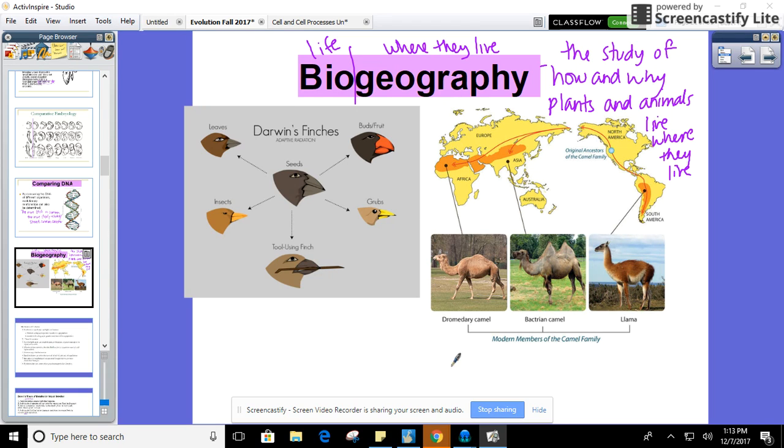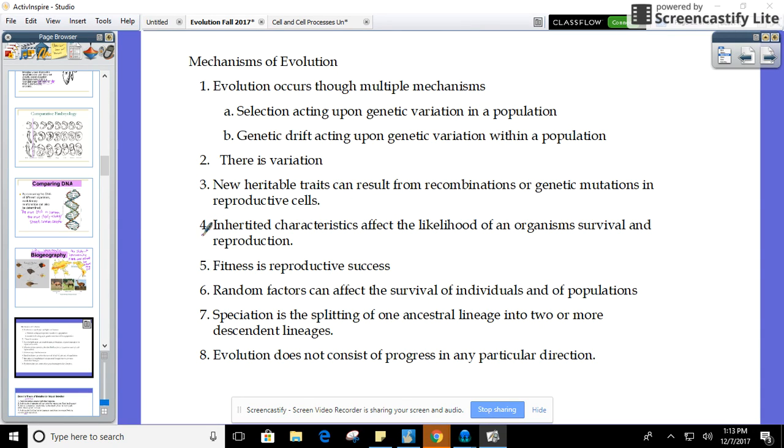Tomorrow, we're going to talk more about mechanisms of evolution and how Darwin used this evidence to propose how evolution happened.